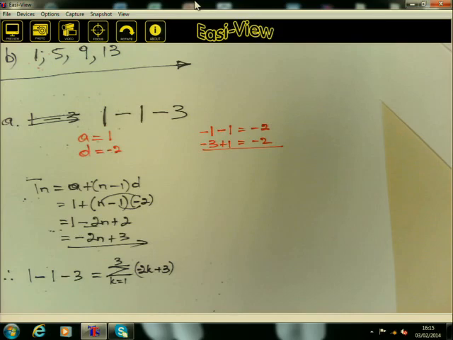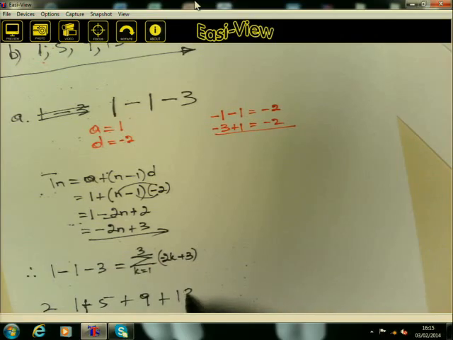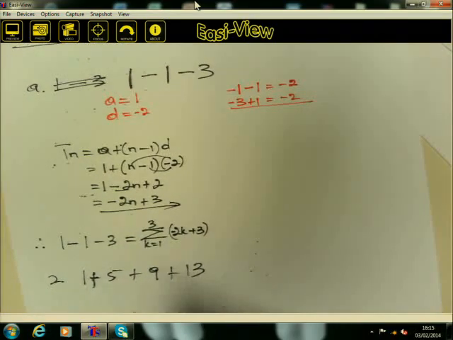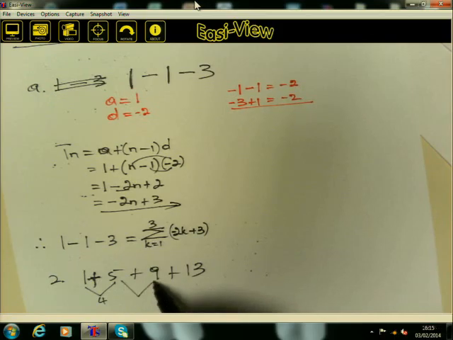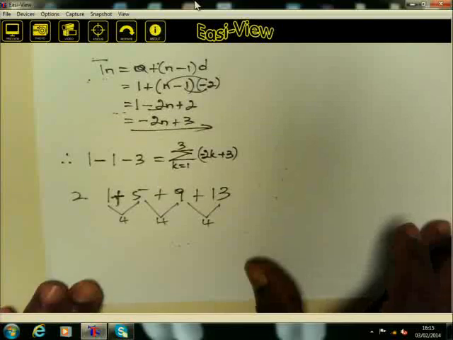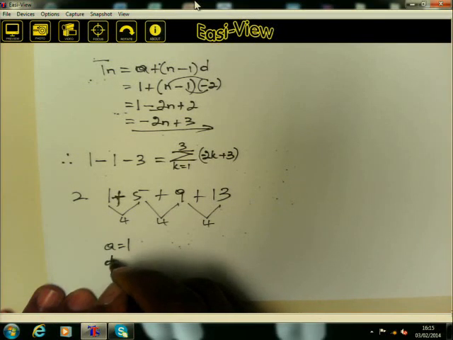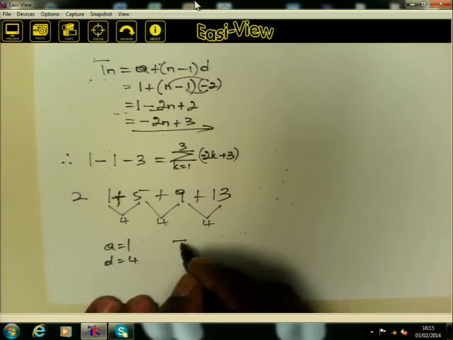I hope we all got that right. Then the second one, quickly, we were given 1 plus 5 plus 9 plus 13. The difference is 4. The difference between each pair is 4. The value for A is 1, and the value for D is 4.